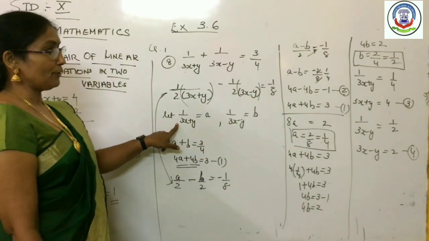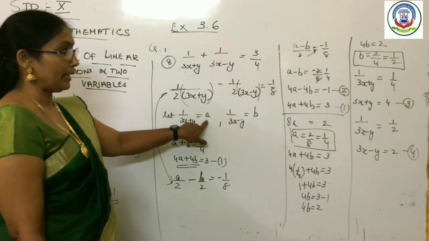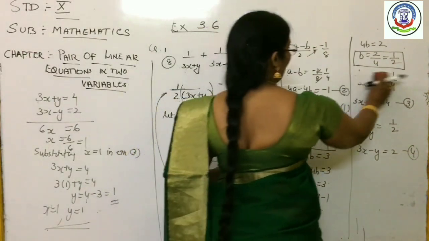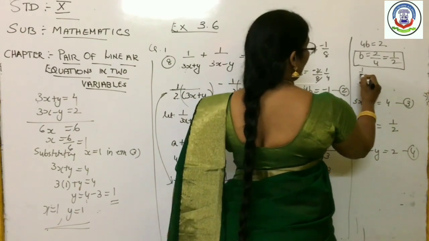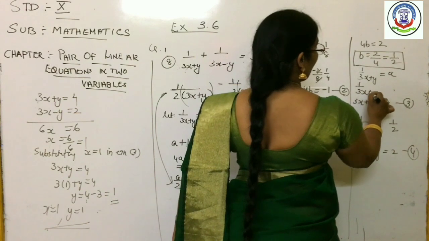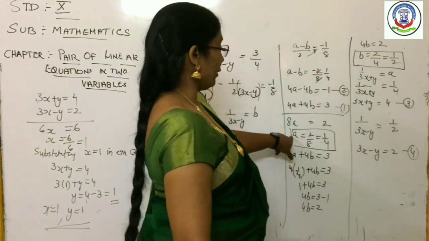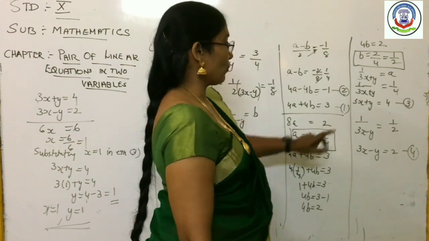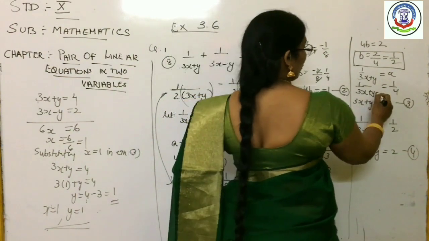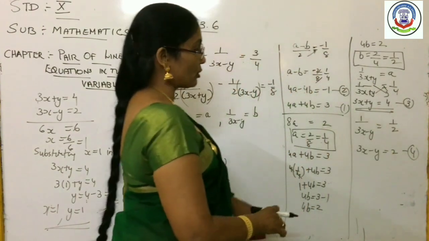Now what did you substitute for 1 by 3x plus y? 1 by 3x plus y is equal to a. Next step, you know that 1 by 3x plus y is equal to a. Therefore 1 by 3x plus y is equal to what will you write? 1 by 4, because we already got the value of a as 1 by 4. Now cross multiply it. So you will get 3x plus y equal to 4. That is the third equation.